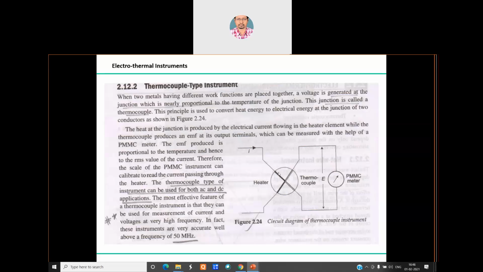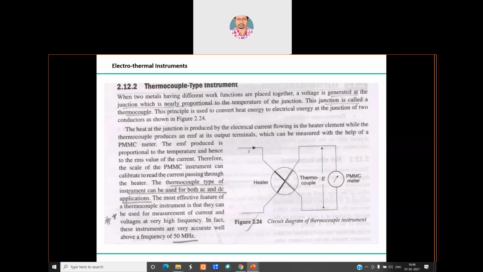Okay, so the pieces of metal are different, and therefore heat will be generated at the junction. Because of this, it induces a voltage. This is called the thermocouple effect. Once it is there, this voltage, the electromotive force, can be connected to another device called a PMMC meter, so that the PMMC meter can give you the exact reading because of its high sensitivity.